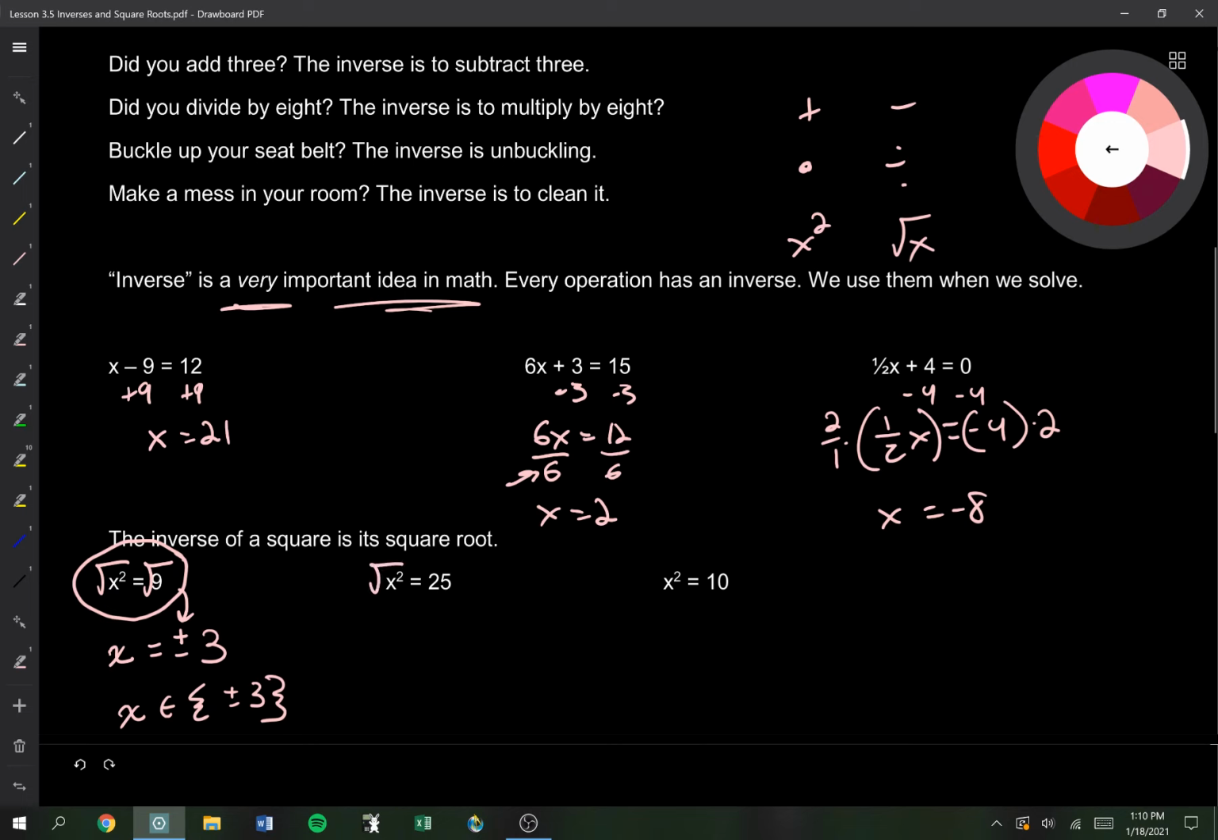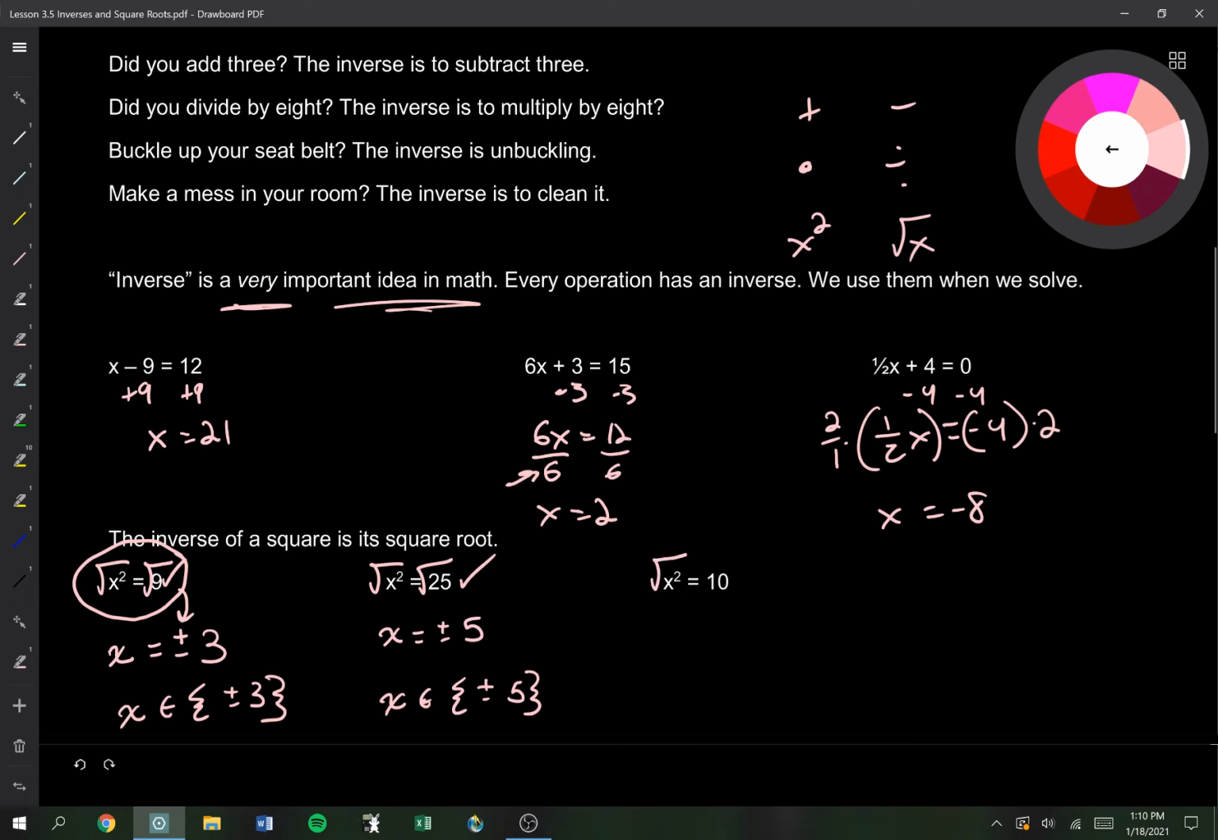And I square root here, and I get that x is going to be plus or minus 5 because the square root of 25 is 5. So we'd say that x is in the solution set plus or minus 5. Now, 25 and 9 are both perfect squares. When you square root them, you get a whole number. That's what a perfect square is. If you square root it, you get a whole number.